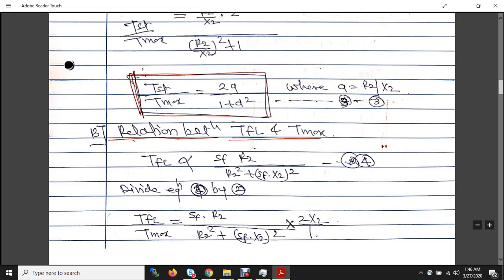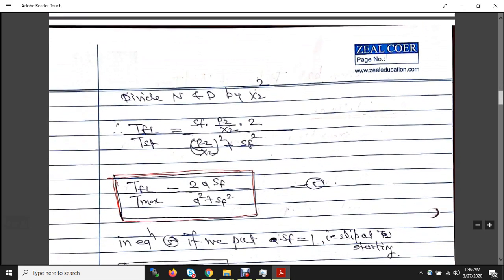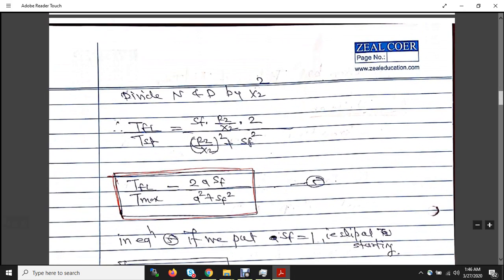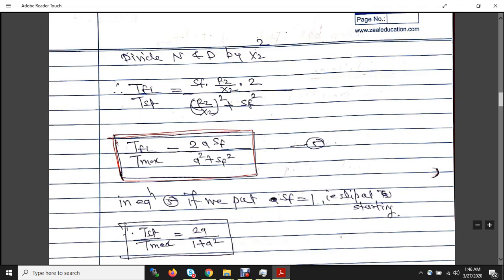Once again divide numerator and denominator by x2 square. You will get the relation TFL upon Tmax equals twice A SF upon A square plus SF square. So this is the relation between the full load torque and the maximum torque. Now if we put SF equal to 1 in equation 5, we will get the relation of starting torque upon maximum torque. So TFL becomes TST. So TST upon Tmax equals twice A upon A square plus 1, because SF is 1.